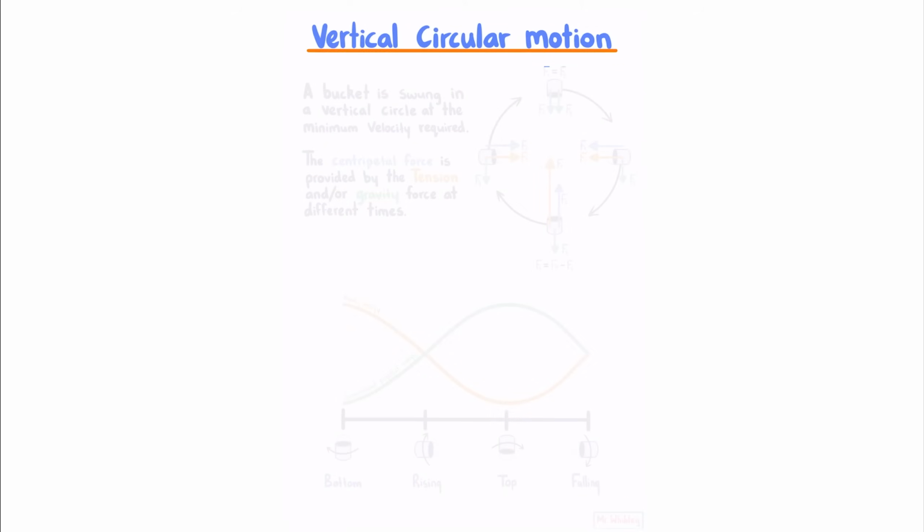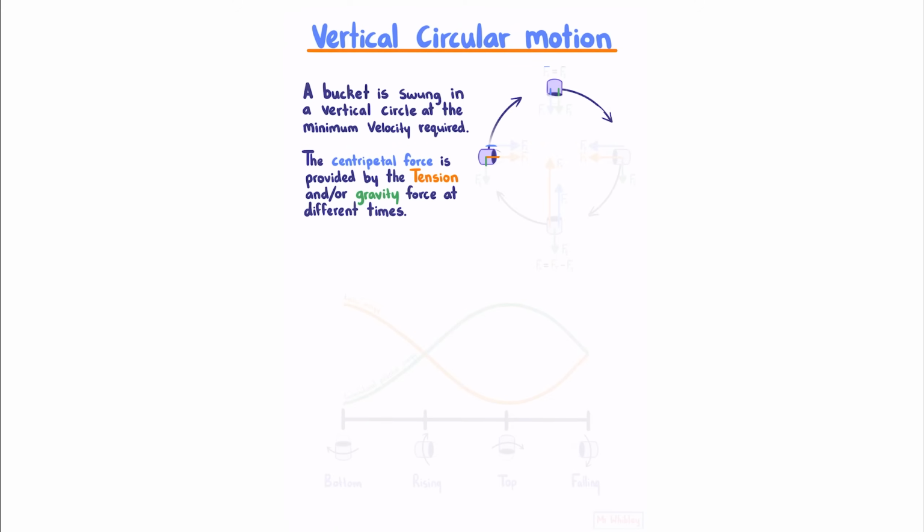Vertical circular motion. A bucket is swung in a vertical circle at the minimum velocity required. The centripetal force is provided by the tension and/or gravity force at different times. With the gravitational force downwards, that stays the same throughout. At the bucket's minimum velocity, at the top of the motion, the tension force is able to be zero, and the centripetal force is only provided by gravity. If you were to increase the velocity, then we'd start to get a non-zero tension force. If you were to reduce the velocity, the bucket would no longer swing in a circle.